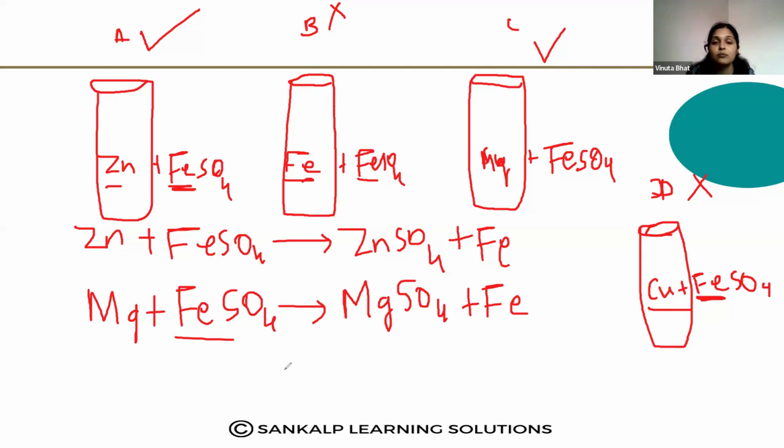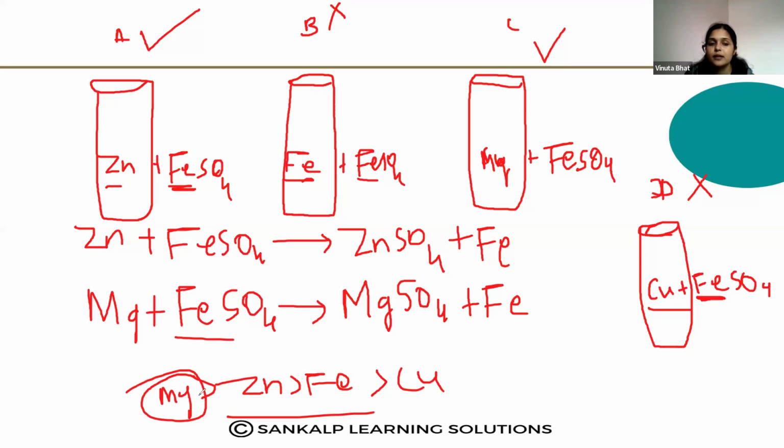These reactions are all based on the reactivity series. Zinc has more reactivity, and magnesium has more reactivity than zinc, then iron, then copper. So here magnesium has the most reactivity. Okay, so this is the answer.